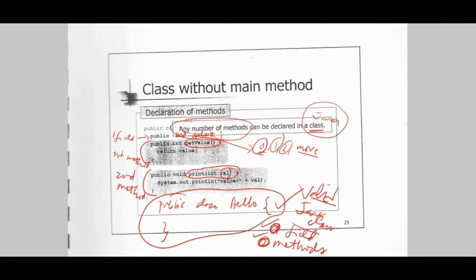But of course, if the Java class is empty, with no fields and no methods, it can be considered useless, because there is no method to call, and there is no field or variable for you to set some values. So in summary, a Java class may have 0, 1, or more fields and methods.